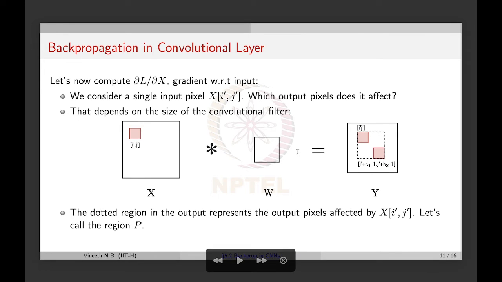Now I have found this dou L by dou W. So to update my weights, I can simply do W is equal to W minus eta into dou L by dou W. But then I still have to pass it on through this input and back to the previous layers for further updating of weights. So in such a case, now let us see how we compute this dou L by dou X.